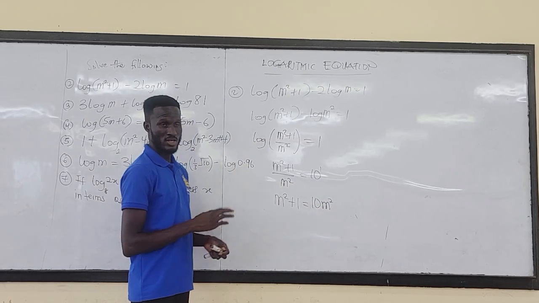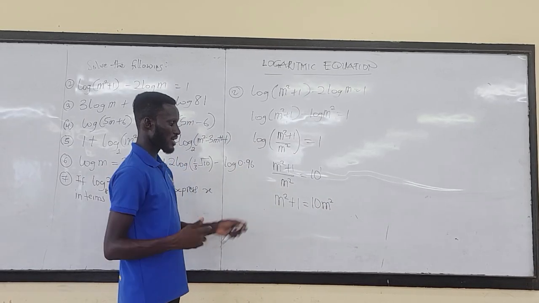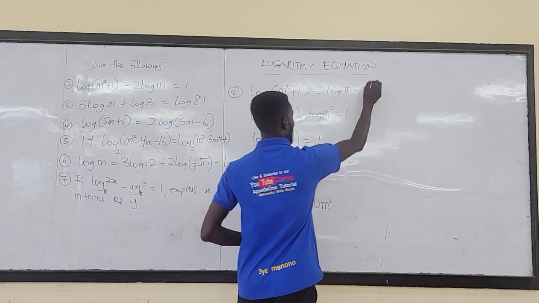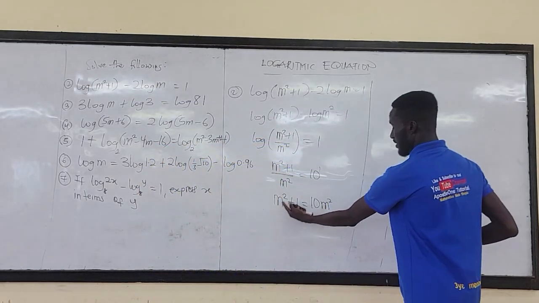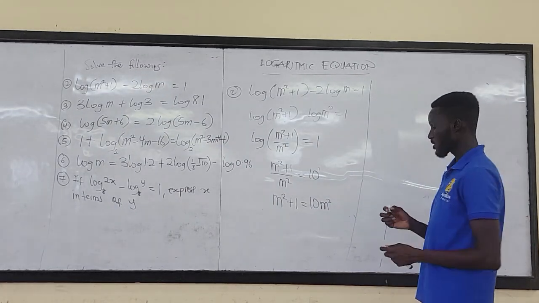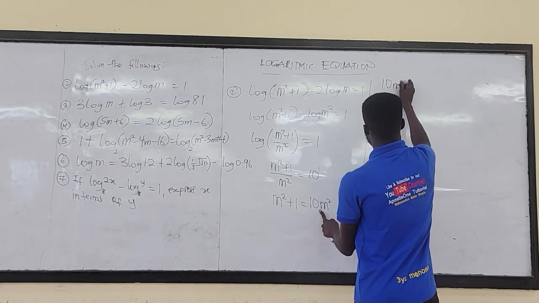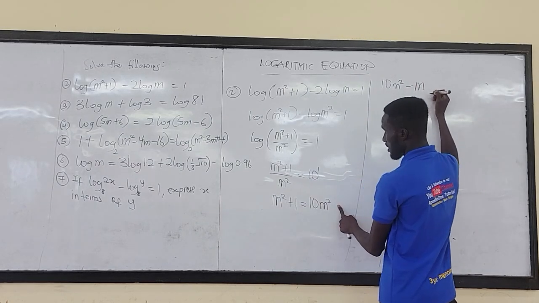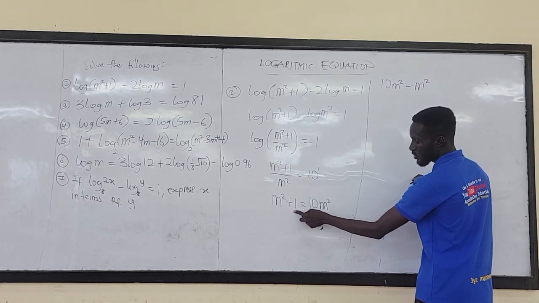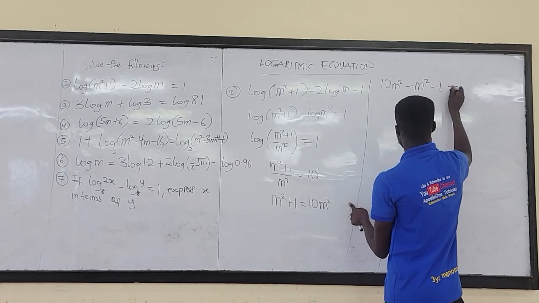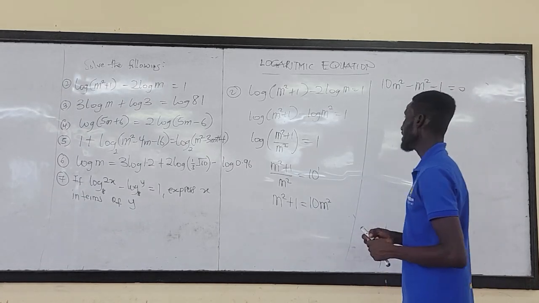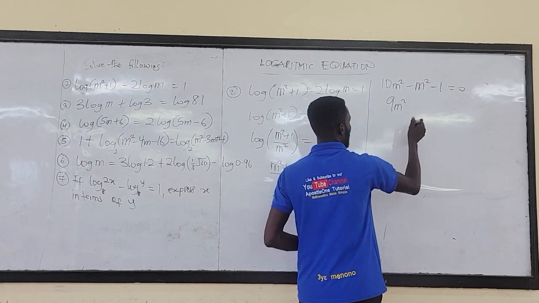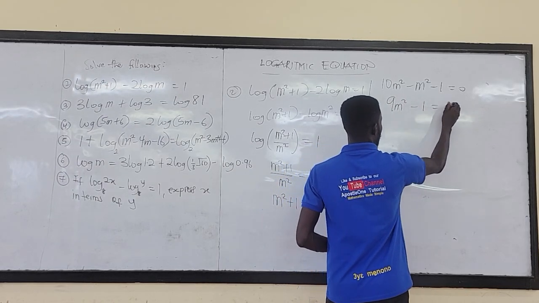We are getting a quadratic equation here. So now I want all of them to be on this particular side. Bringing all of them to one side of the equation, this one is a quadratic equation. So we have 10m squared, this one will come, so we have minus m squared, then this one will cross the equal sign and become minus 1. Now all equal to 0. Now subtract this one, we have 9m squared minus 1 is equal to 0.